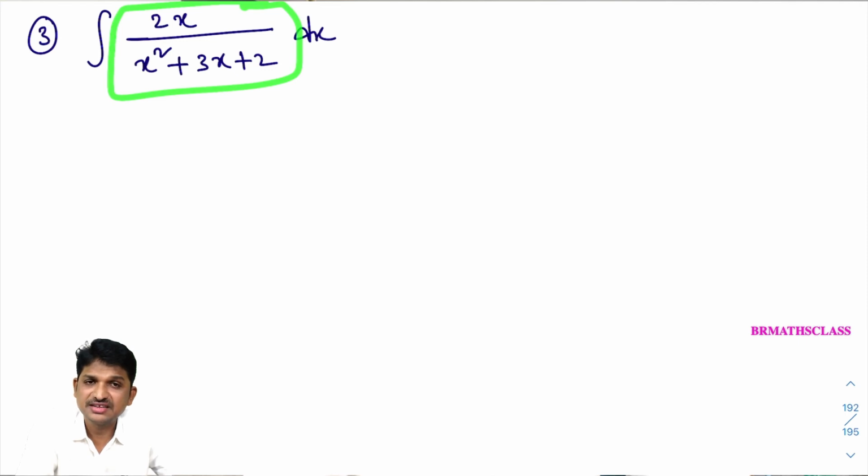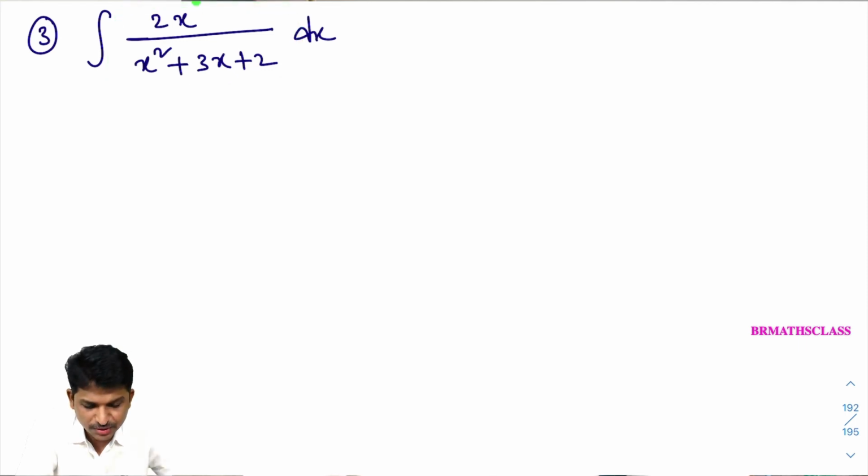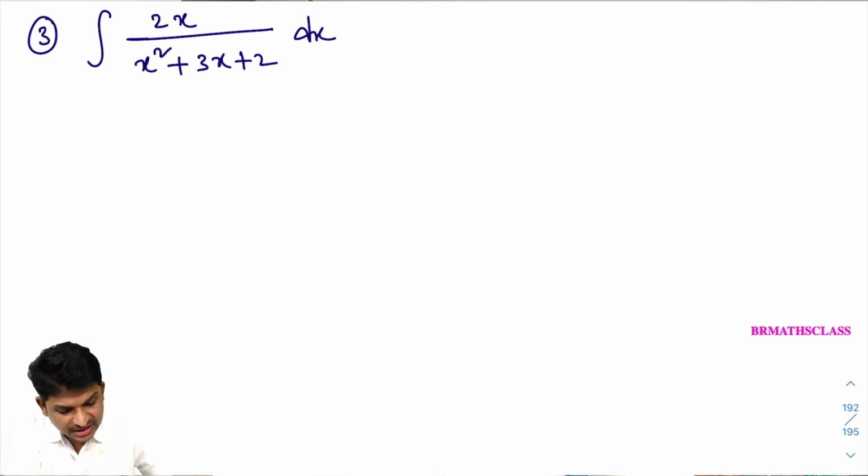Degree of numerator is less than degree of denominator. Yes, degree of numerator is 1, degree of denominator is 2. So it is a proper rational function. Second point, the denominator contains non-repeated linear factors. Actually, I need to do one more step. I need to write one more step to understand this.